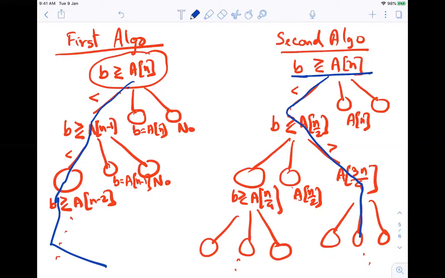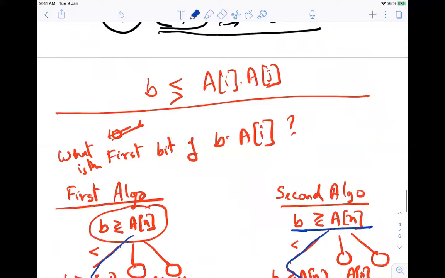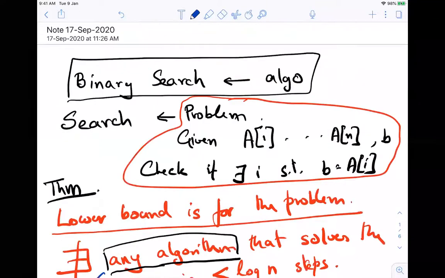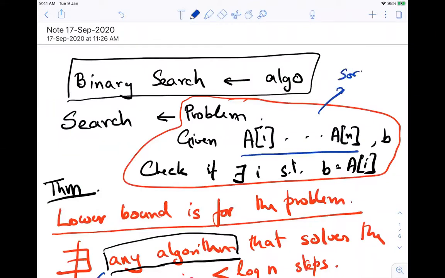Sir, does binary search even come in this realm? Because it needs a sorted array, right? No, I meant a sorted array. The algorithm that we're talking about, I meant a sorted array. In the previous one, I meant sorted. If it is not sorted, you can get an even better lower bound.